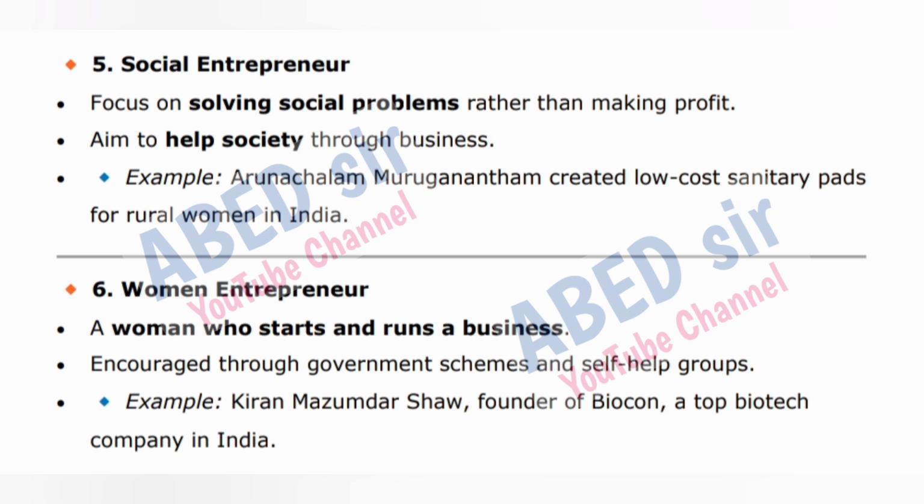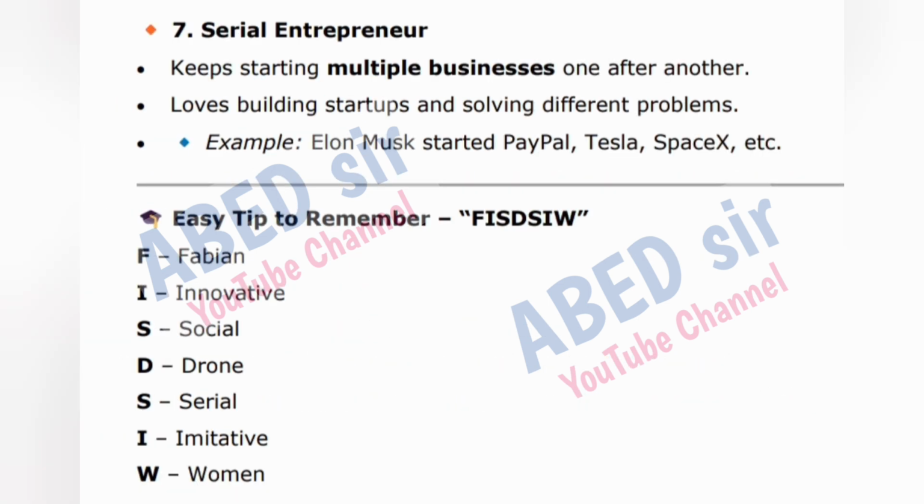6. Women entrepreneur. A woman who starts and runs a business. Encouraged through government schemes and self-help groups. Example, Kiran Mazumdar-Shaw, founder of Biocon, a top biotech company in India. 7. Serial entrepreneur. Keeps starting multiple businesses one after another. Loves building startups and solving different problems. Example, Elon Musk started PayPal, Tesla, SpaceX, etc.